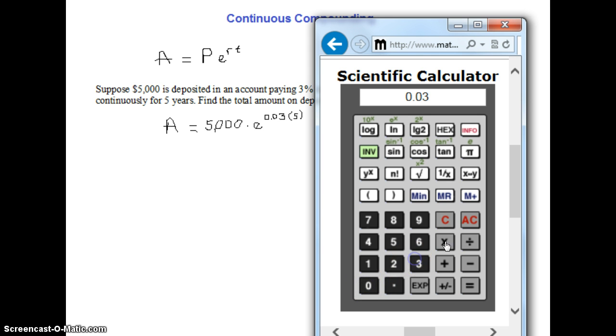0.03 times 5 equals. Now the base of the exponent is e, so click on shift, e to the power of x, and this is the value of e to this power. I need to multiply by 5,000, equals, and we have to round the result to the nearest hundredth because this is money. The result is $5,809.17.